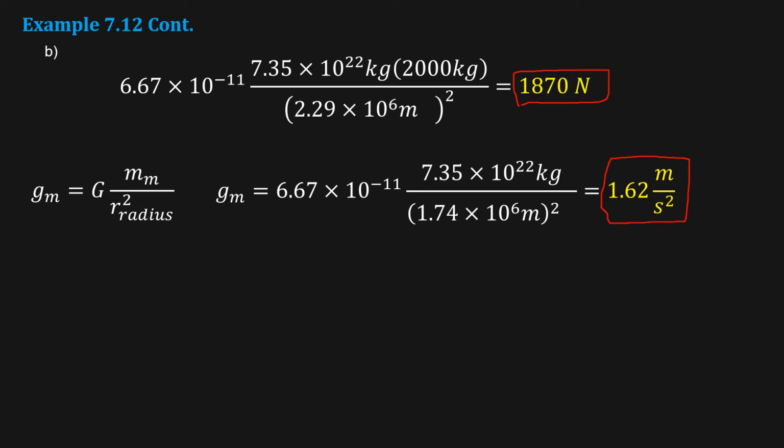Now you note that the Earth is 9.8, so the acceleration of gravity on the moon is very, very low. It's about 1/6, or we have 6 times more acceleration of gravity here on Earth.